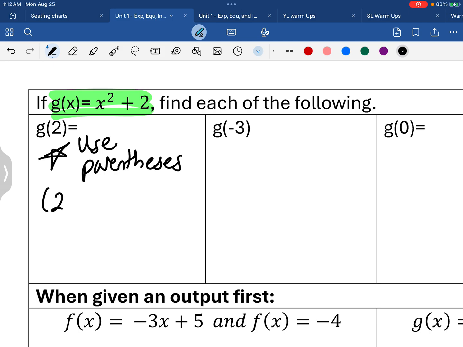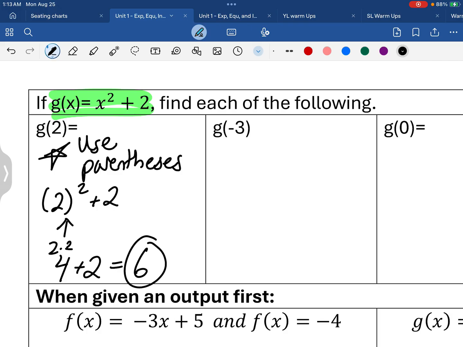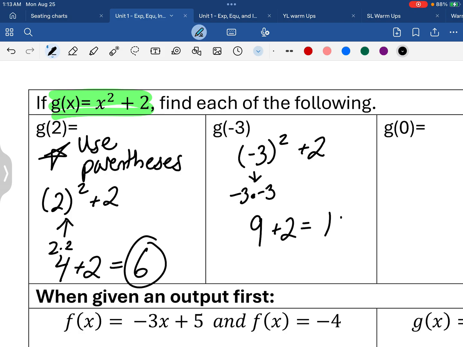Well, if I do 2 squared plus 2, well, 2 squared is like doing 2 times 2, which is 4. Well, 4 plus 2, that's 6. If I keep going, I do negative 3 squared plus 2. That's like saying negative 3 times negative 3. Well, a negative times a negative is a positive. So I would do 9 plus 2, and that's 11.